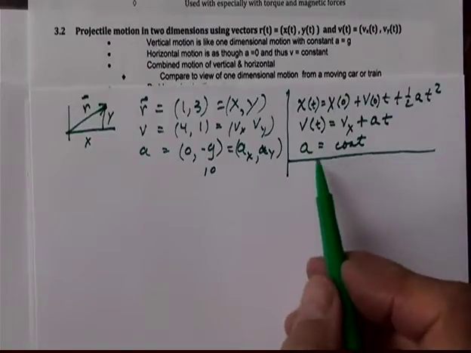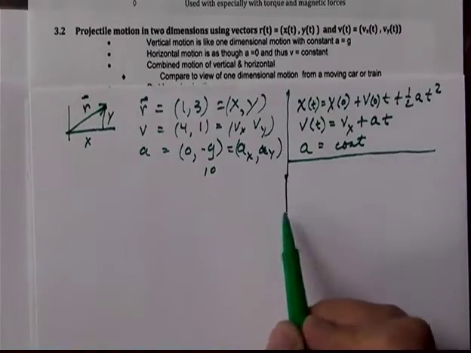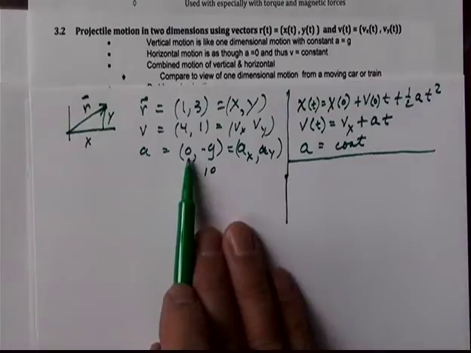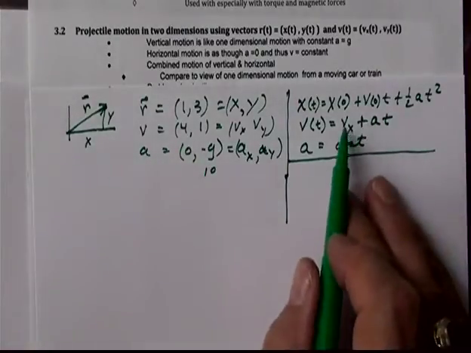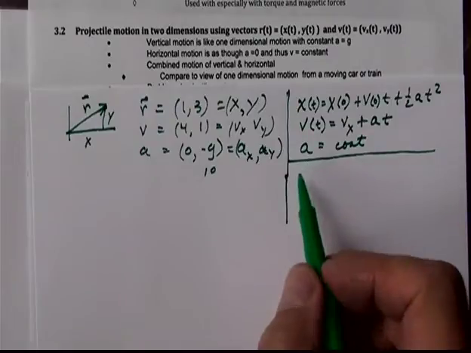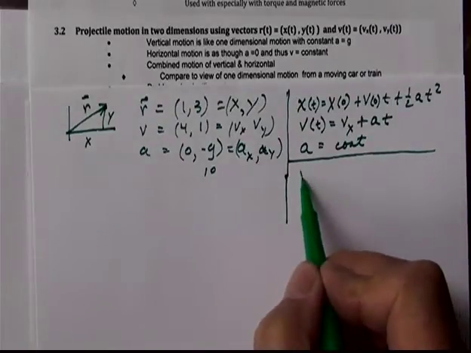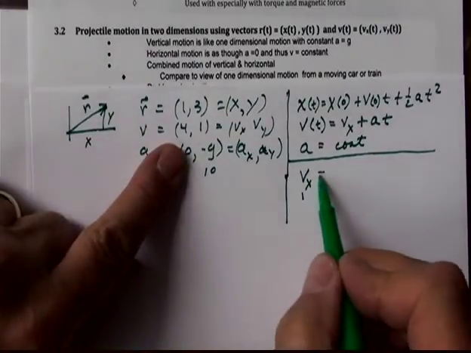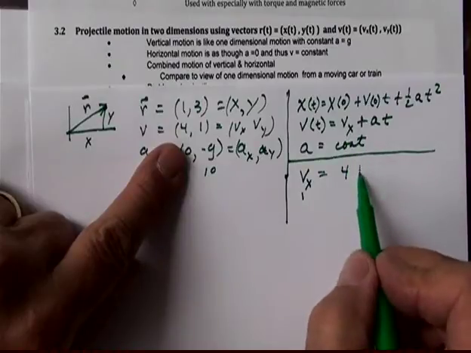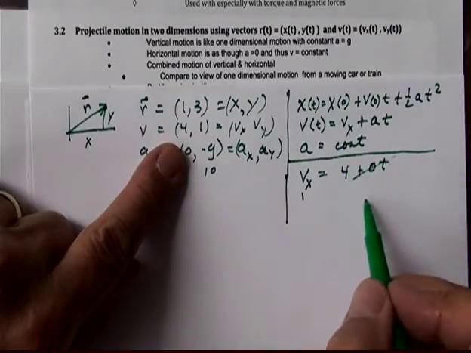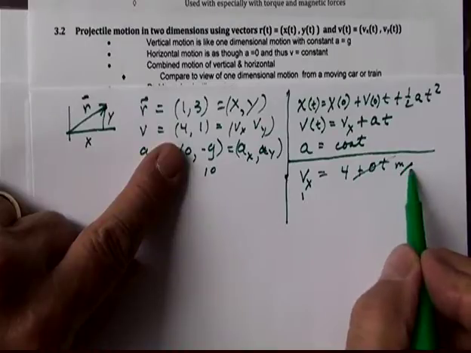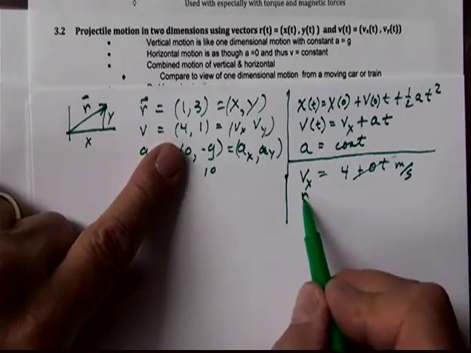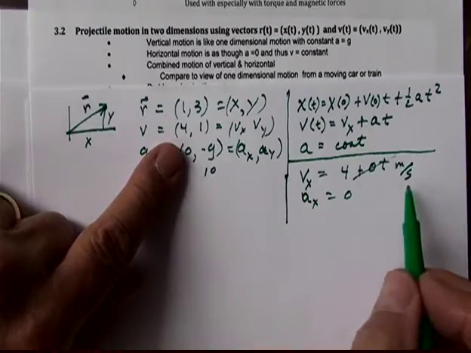So let's first apply this in the x direction and say, what can we determine in the x direction? Well, there we know that the acceleration is 0, the velocity is 4, so the initial velocity is 4, a is 0, so we can say that the velocity in the x direction is going to be given by 4, that's the original value, plus 0 times t, so we can just forget about that. So it's 4 meters per second, continuously, for now and forever. It never changes. The acceleration in the x direction is 0, and it's always 0.